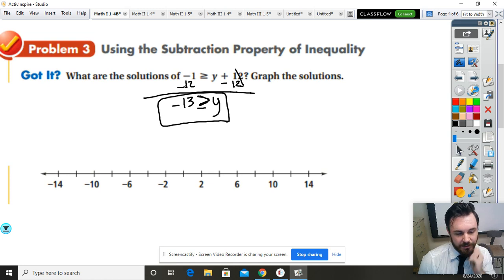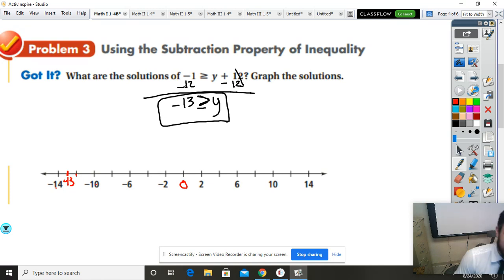Now graphing this. I'm kind of hazy on what direction my graph needs to go, but either way, we need to start at negative 13. So on this graph, this would be 0. Here's 10 and 14, so that makes this 12. So negative 13 is right here. Open or closed circle? Well, because it's equal to negative 13, we're using a closed circle.